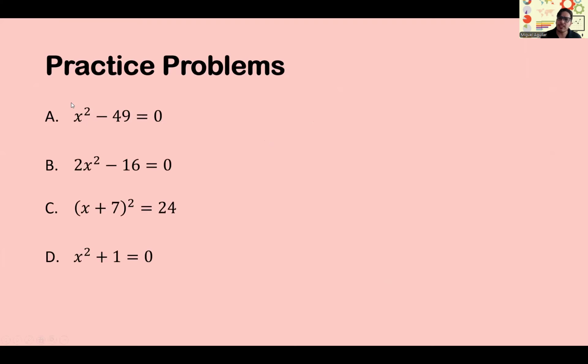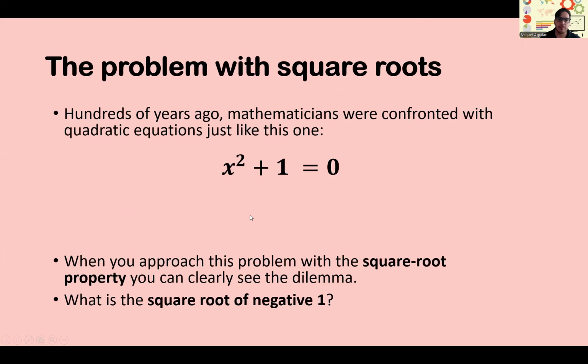So we looked at some of these practice problems in the previous video. But then when we got to problem number D here, we saw x squared plus 1 equals 0, and that was a particularly interesting problem, even though it's very simple. Now this introduces a problem with taking square roots to solve quadratic equations. And this is something that hundreds of years ago mathematicians were confronted with when they were solving equations just like this one.